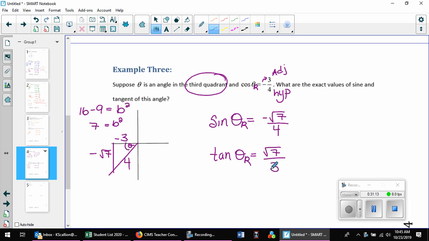Hypotenuse isn't negative. No. My hypotenuse is 4 because it's across from my 90 degrees and it's the longest side. So if you did root 7 in your calculator, it's 2.6, right? This is 2.6, this is 3, that's 4. This is still the longest side.